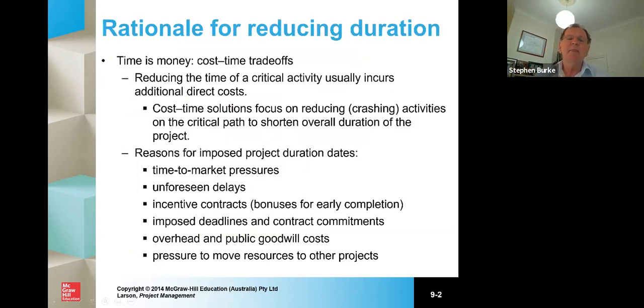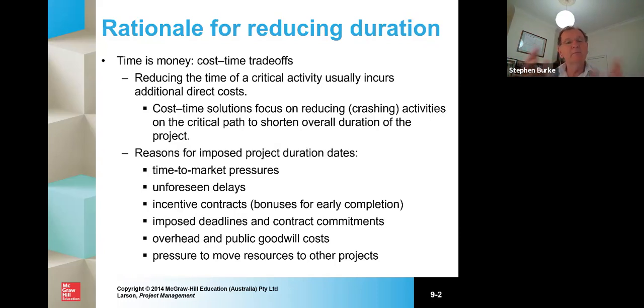So the first thing we look at is why might you want to reduce the length of time for a project? Well, quite clearly, if your boss has promised a major client this project will be completed in 6 weeks, and your project plan says 8 weeks, clearly something's going to have to give. So what we look at is reducing time, and there's always this trade-off between time and cost. You can do anything providing you're prepared to pay for it. Now, reducing the time of a critical activity almost always incurs additional costs.